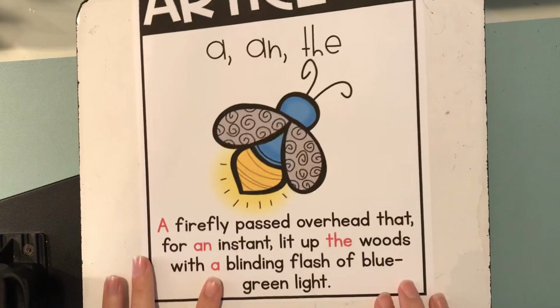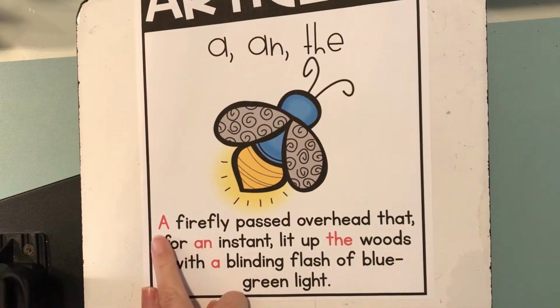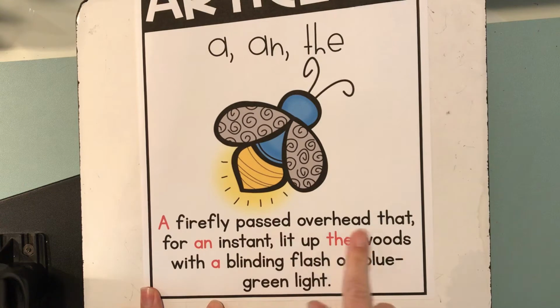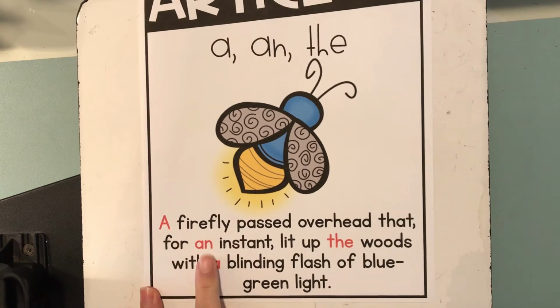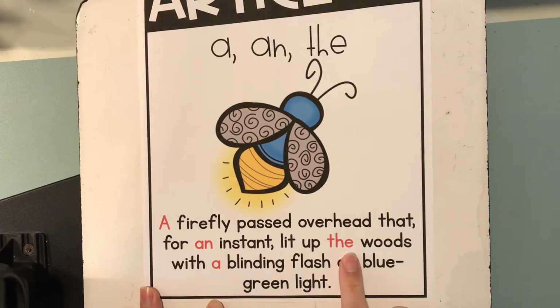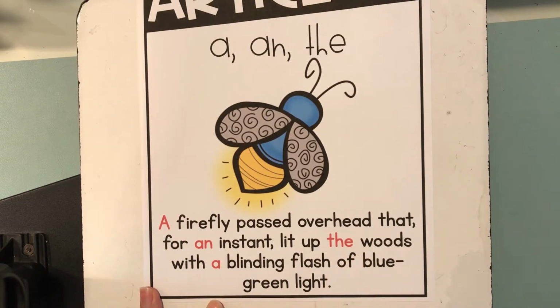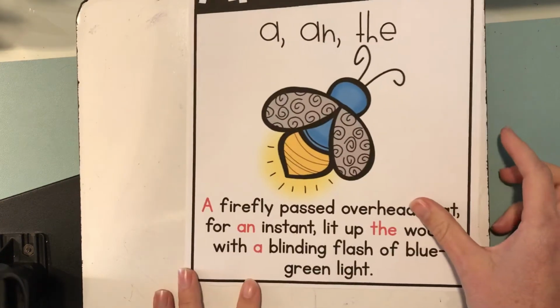So for example, a firefly passed overhead that for an instant lit up the woods with a blinding flash of blue-green light. So the articles are here: a, an, and the. And so we're going to learn about how to use each of these words in front of certain words, okay? And which one to use.